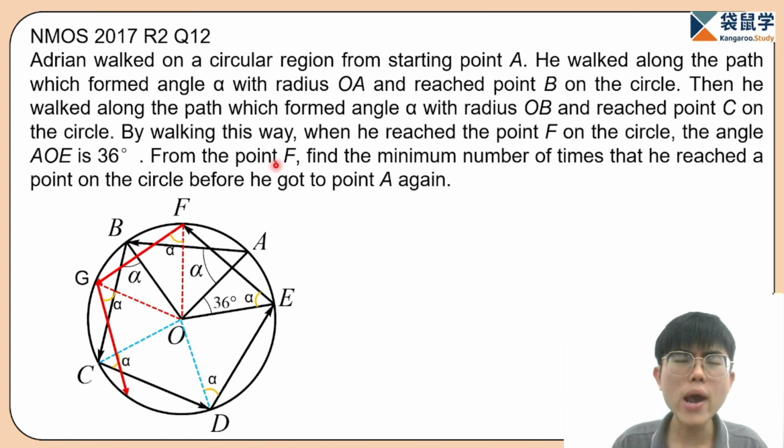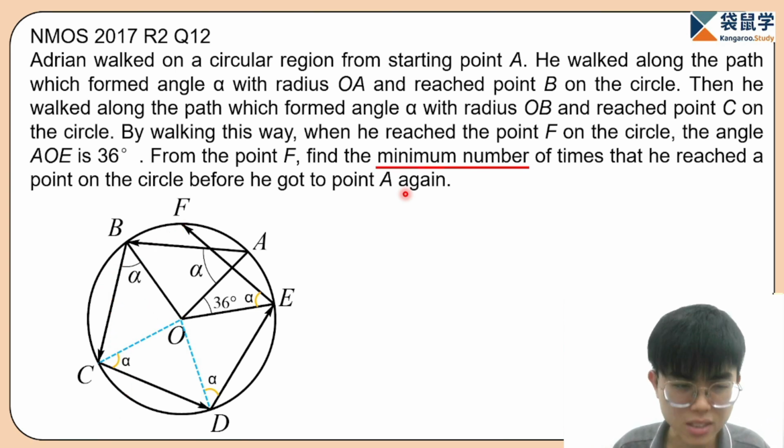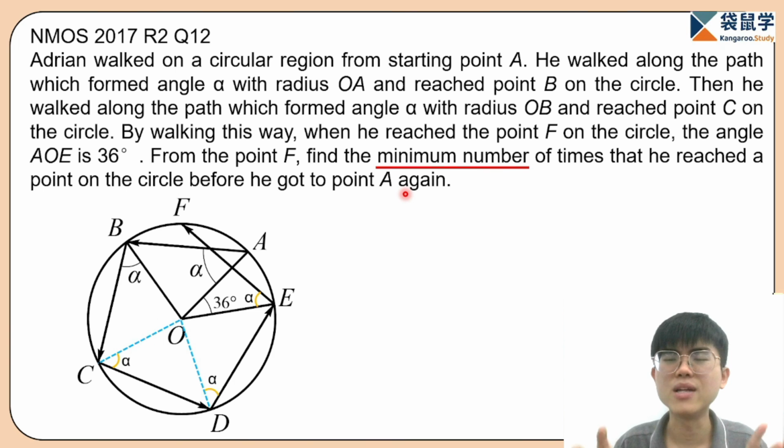And then from the point F, we are asked to find the minimum number of times that he reached a point on a circle before he got to point A again. Alright, everyone. So now that we already know how Adrian moved on the circle, how do we want to find the minimum number of times to reach the point A again? How do we solve this question? Any idea?